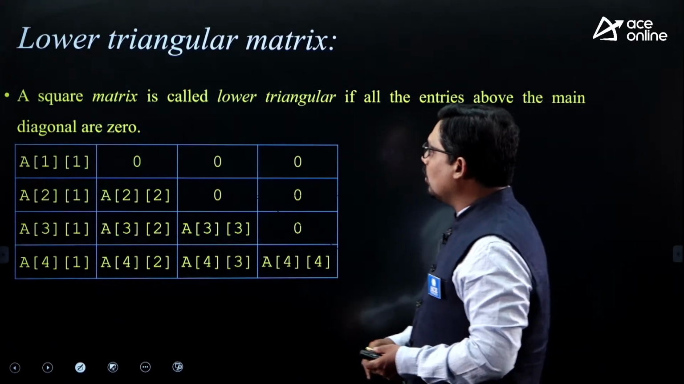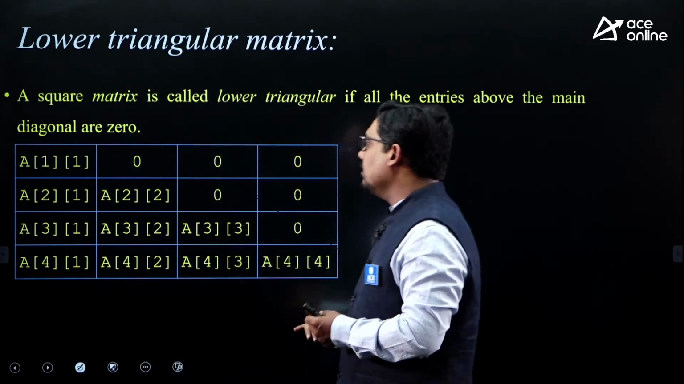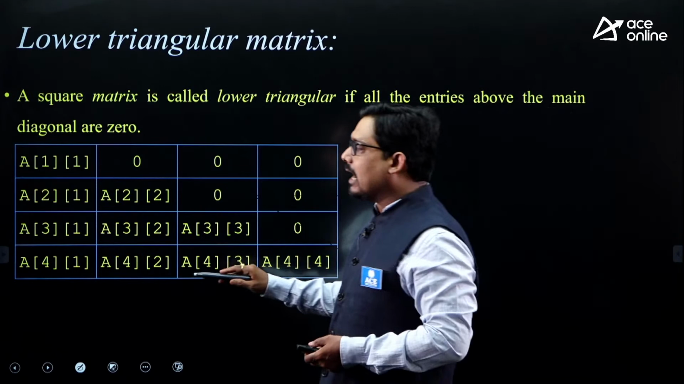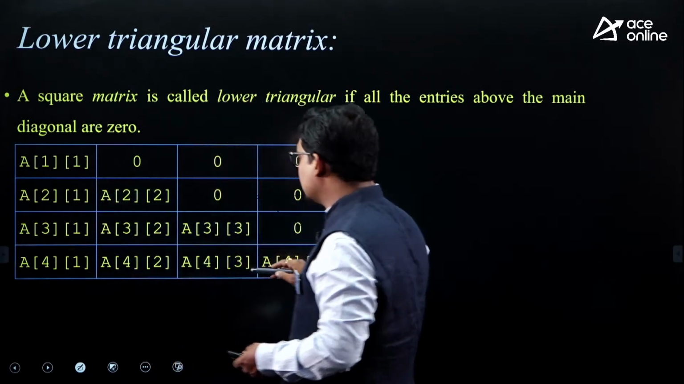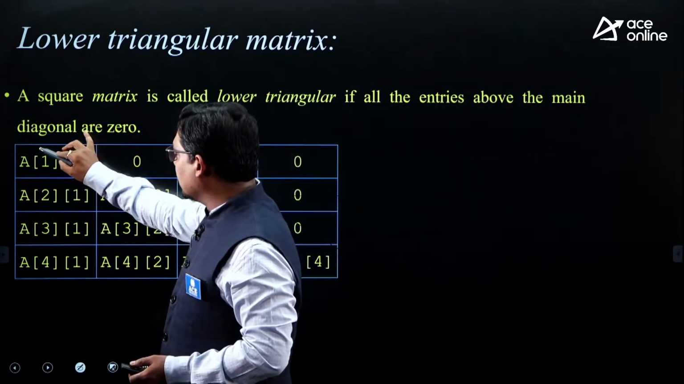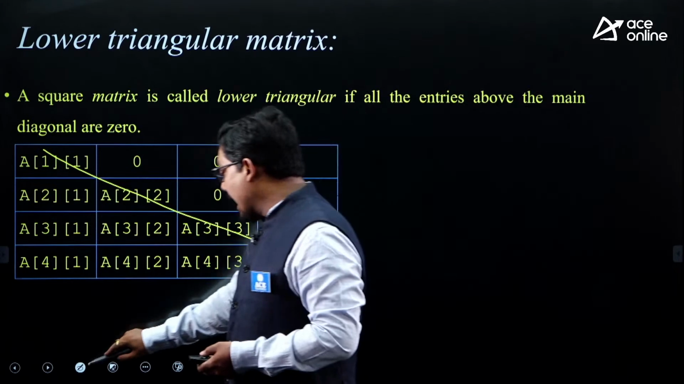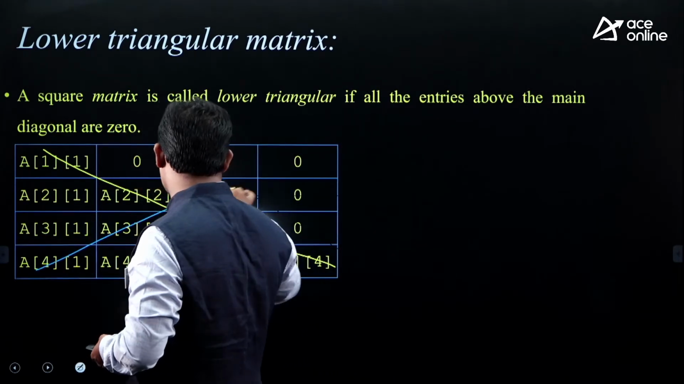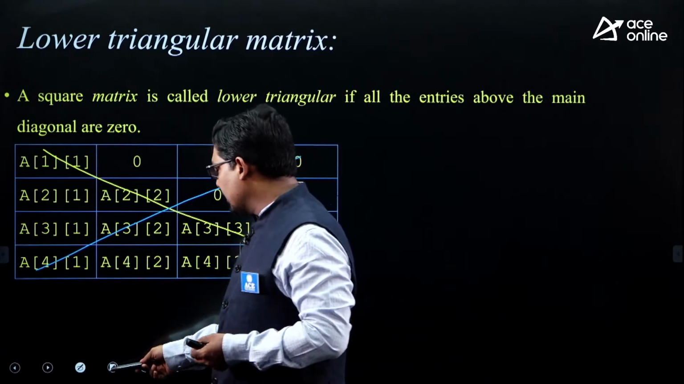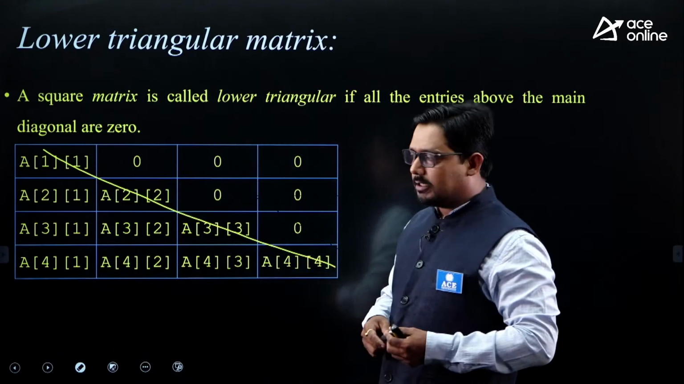Now, this is a lower triangular matrix, and I don't need to define it, but still the definition is here. A square matrix is lower triangular if all the entries above the main diagonal are 0. This diagonal is our main diagonal, and the other diagonal is called the anti-diagonal. So we want all the elements above the main diagonal to be 0.